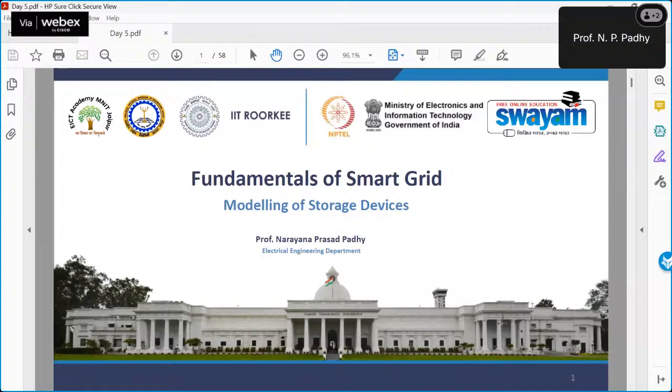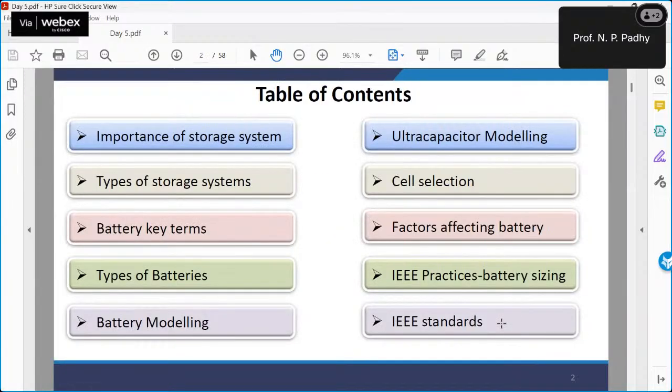All right. So first of all, we'll try to focus on the importance of storage systems. We'll also try to understand types of storage systems, battery key terms, types of batteries, battery modeling, cell selection, factors affecting battery, IEEE practices, and finally, IEEE standards.